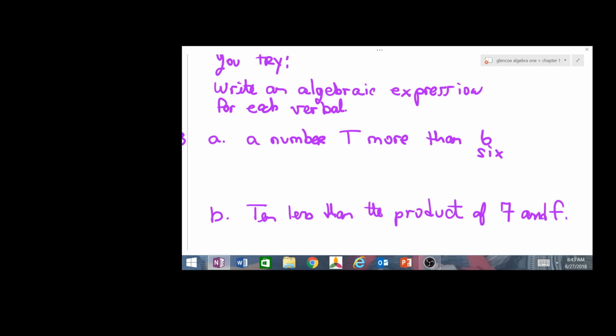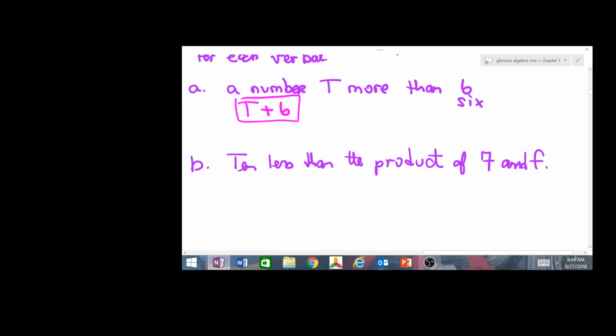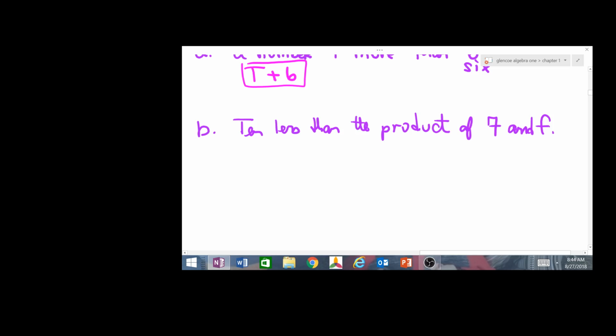Okay, what did you have for A there, Abigail? T plus 6. How many people put T plus 6 as an answer? Good job. Anybody have a question? And example B, 10 less than the product of 7 and F. So watch what I'm going to do immediately is I'm going to put a minus sign here. Let's give it a try. I know who you are. Hold on. Christian. 7F minus 10. 7F minus 10 is wonderful.